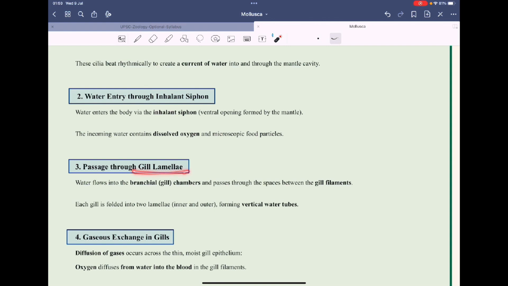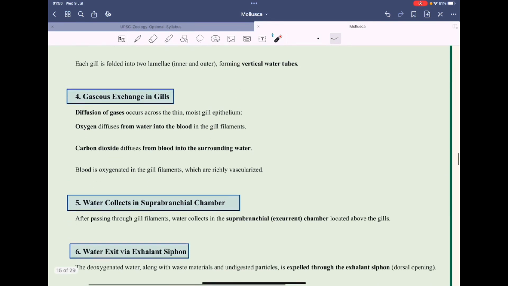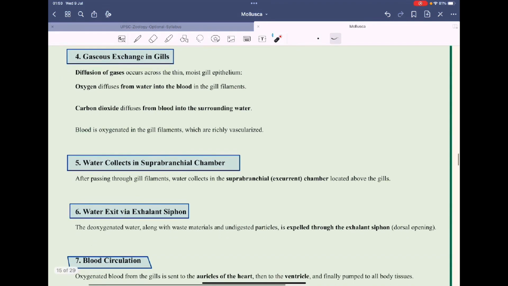The water flows into the branchial chambers, and it passes through the spaces between the gill filaments. The gills are folded in such a way that they form vertical water tubes. For gaseous exchange in the gills, there is diffusion of gases through the thin moist gill epithelium, and oxygen diffuses from the water into the blood in the gill filaments. This is a simple exchange of gases over the gills, like what happens in the air sacs in the body. So the blood is oxygenated in the gill filaments, which are richly vascularized.